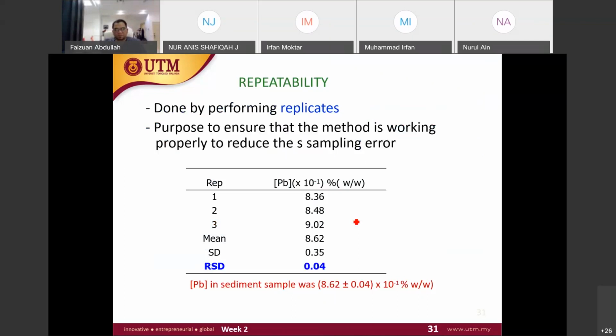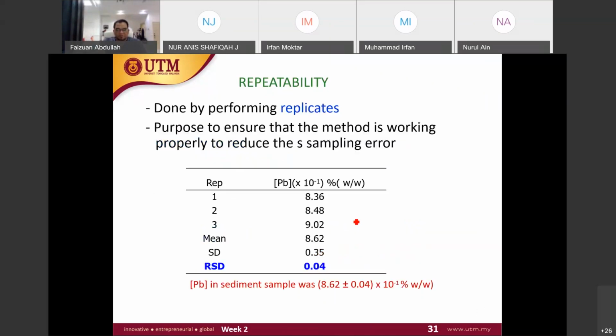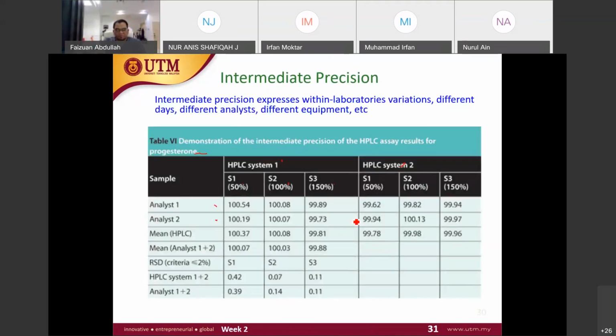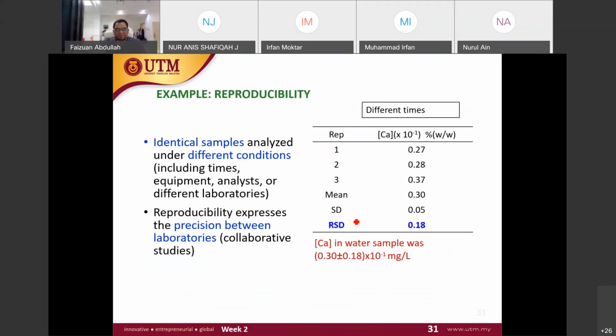The purpose is to ensure that the method is working properly, to reduce the sample error. For reproducibility, an identical sample is analyzed under different conditions: equipment, analysts, or different laboratories. Quite similar, we use different instruments and different analysts, and it also expresses the precision between laboratories. This is the collaborative study.